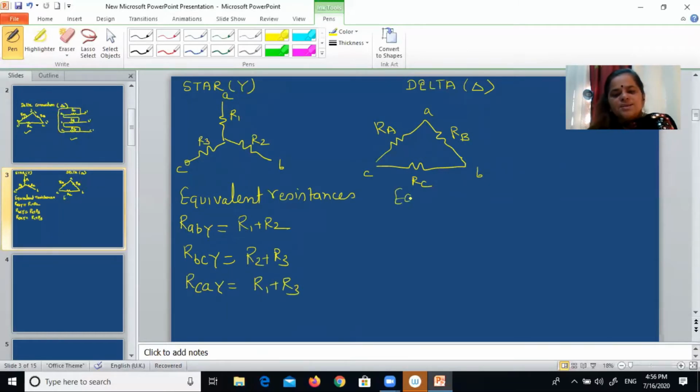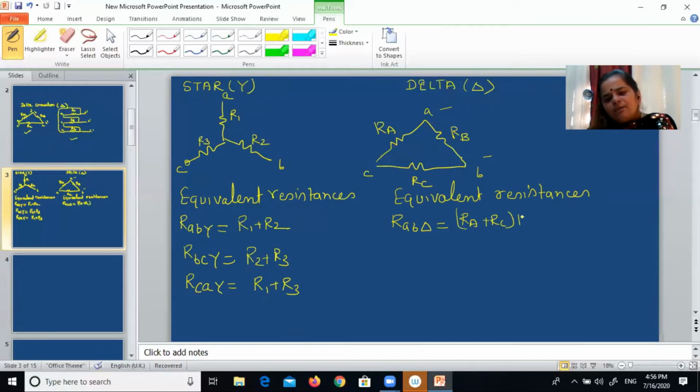Now, if I do the same thing with the delta connection, the equivalent resistances between the two terminals of the delta, like RAB delta. If I calculate RAB delta, I want to calculate the equivalent resistance between two points. So RA, RC are in series, parallel with RB. So RA plus RC parallel with RB. So this value will be RA plus RC multiplied by RB divided by RA plus RB plus RC. This is the equivalent of RAB delta.